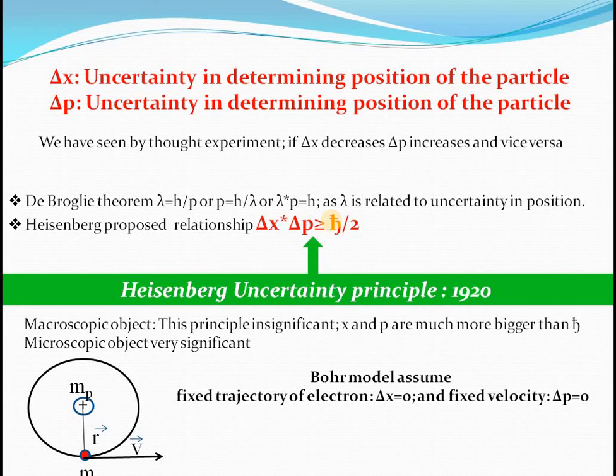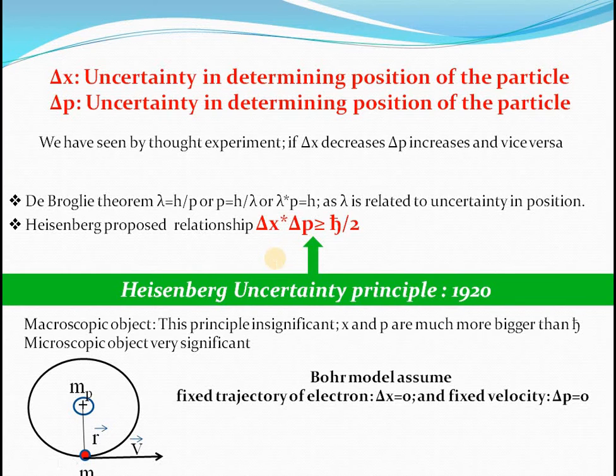So we can see from the Heisenberg uncertainty principle that we cannot determine the exact position as well as the exact momentum of a subatomic particle. There should always be some uncertainty, and this uncertainty is related by this equation, which is known as the Heisenberg uncertainty principle.